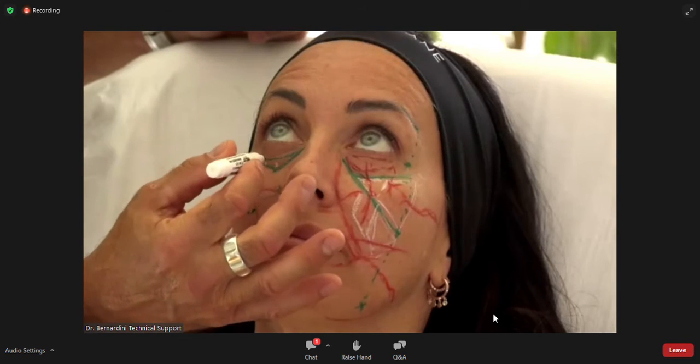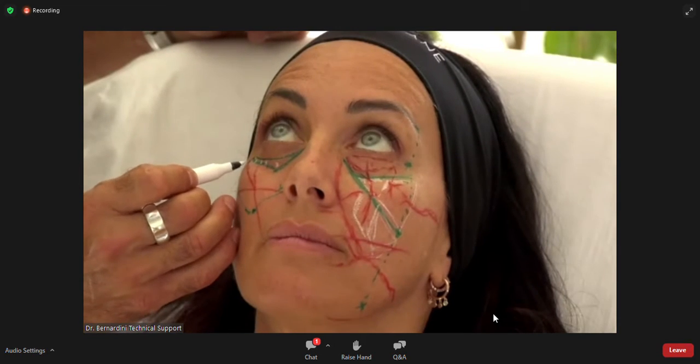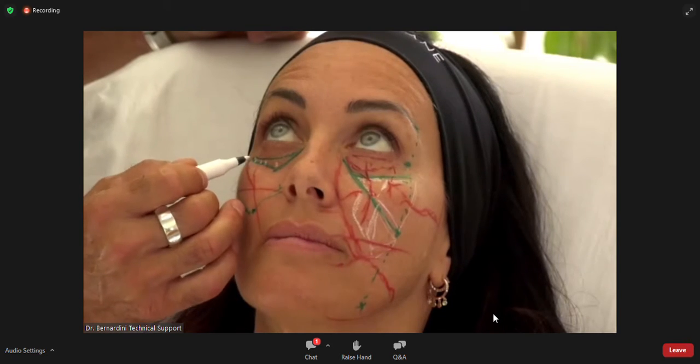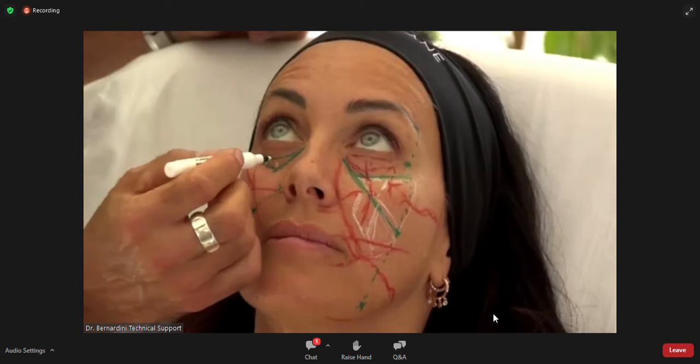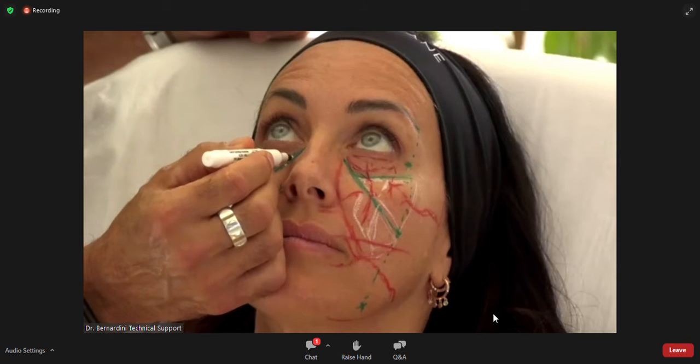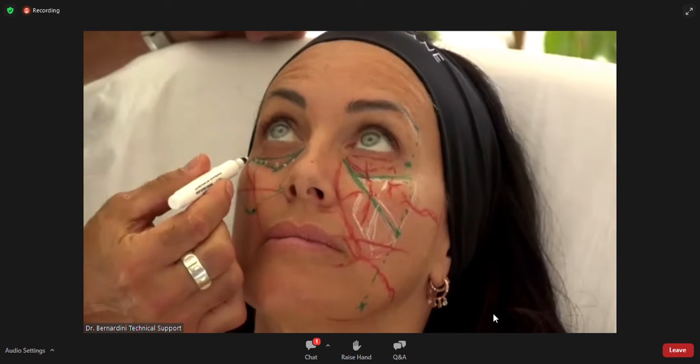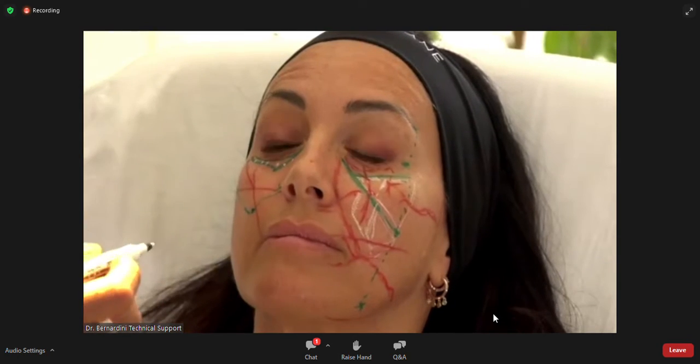So I do, the macro boluses are 0.1. This half bolus will be 0.05. Here I will be injecting 2 or 3 boluses of a third, 0.025, okay?